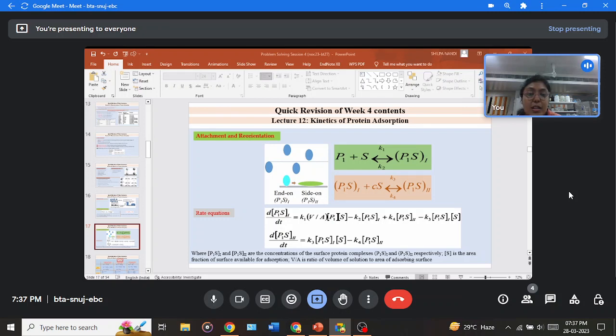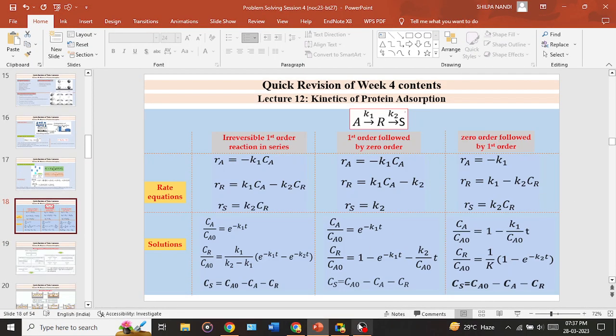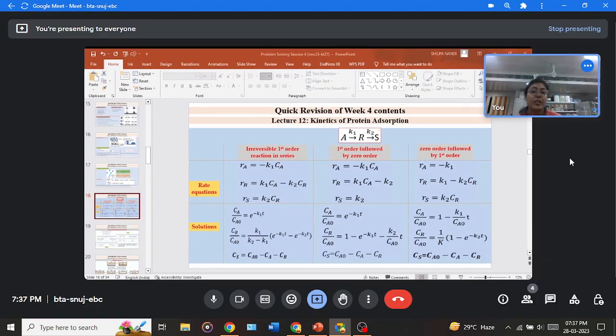K1 is the rate constant here, and P is the protein and S is the subsurface. So there is end-on attachment and then there is side-on attachment. Similarly, based on these equations, rate equations can also be given. So we'll move on to the various first order reactions and how the rate equations and solutions work.